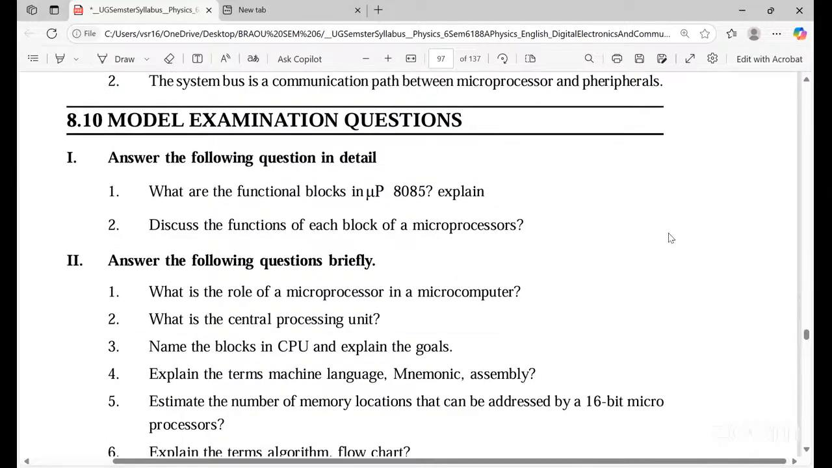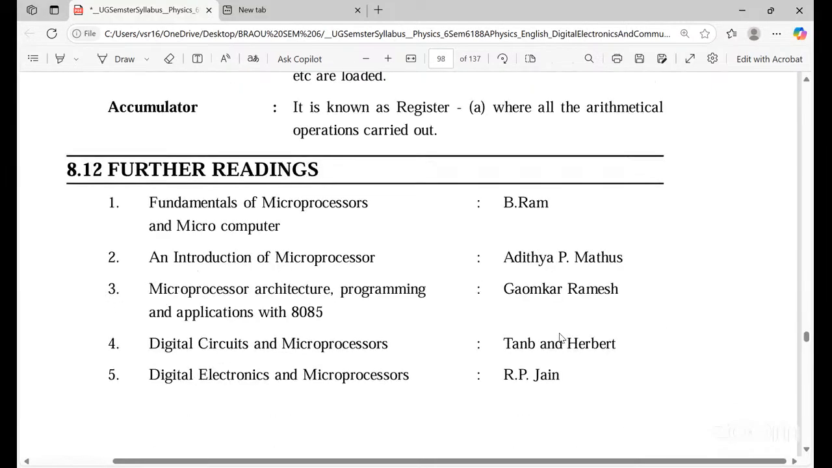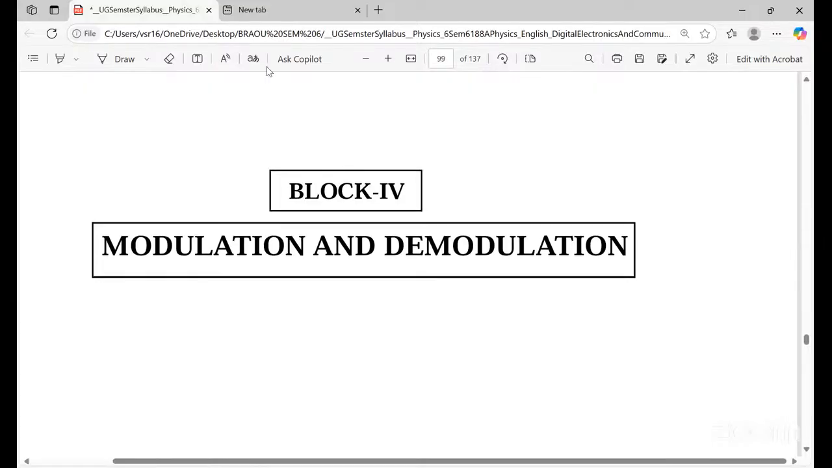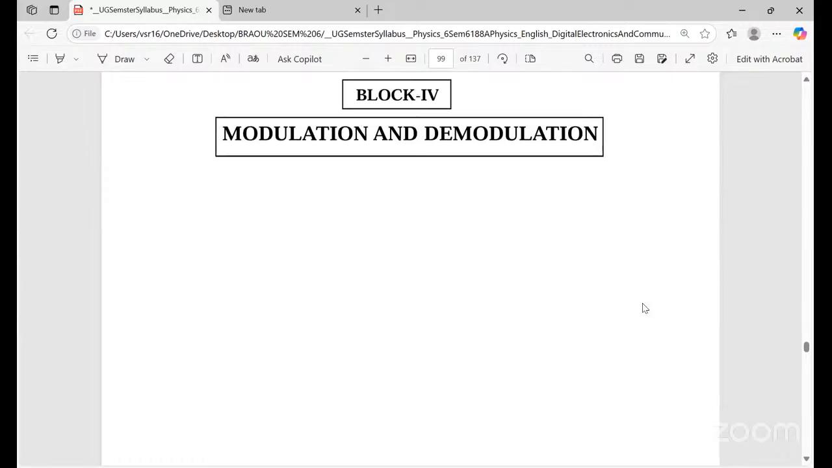So, what are the questions which have been given? What are the functional blocks in a microprocessor 8085? Next, discuss the functions of each block of a microprocessor. Okay. So this ends our chapter. Next one is modulation and demodulation.